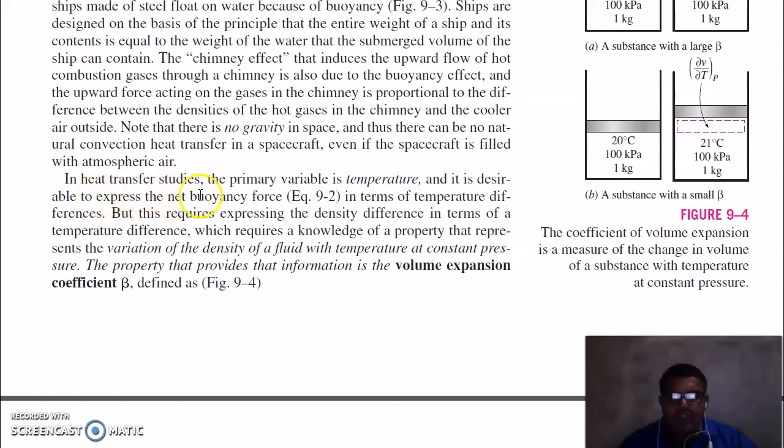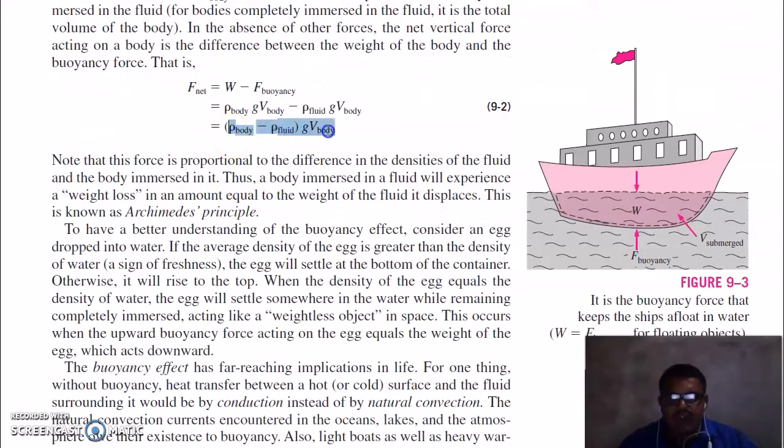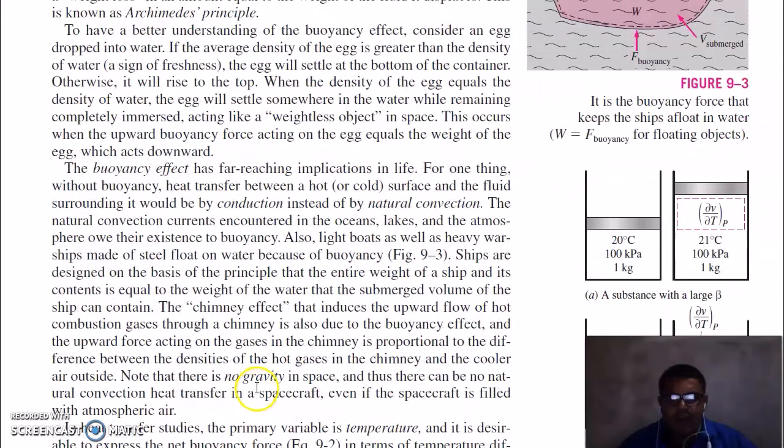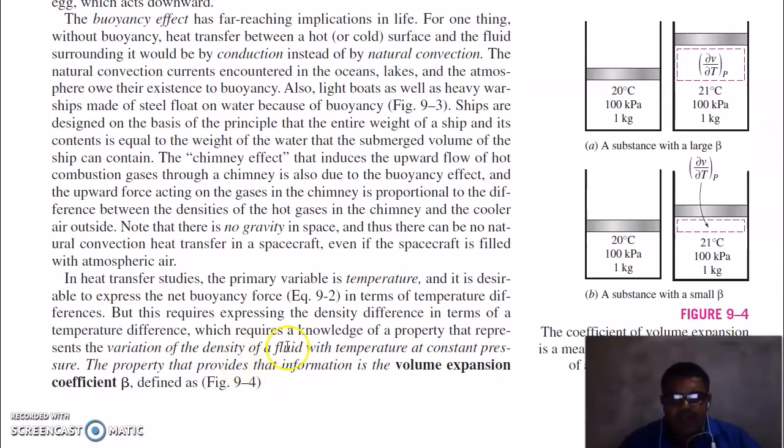In heat transfer studies, the primary variable is temperature, and it is desirable to express the net buoyancy force in terms of temperature difference. But this requires expressing the density difference in terms of temperature difference. Meaning, instead of the density difference in this equation, we have to replace it with the temperature difference, which requires knowledge of a property that represents the variation of density of a fluid with respect to temperature. So we must know what that variation of density with respect to temperature is.